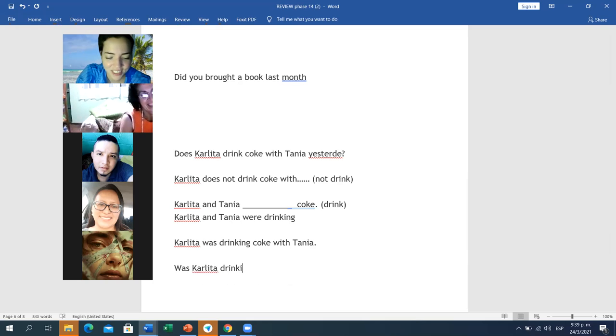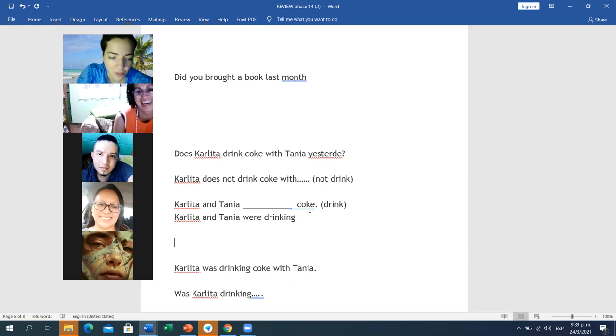Was Carlita drinking? Porque toda pregunta comienza con su auxiliar. Carlita has to drink a Coke. And for here, it is... Were they drinking? ¿Por qué el were? Because it's our auxiliary. Este fue nuestro auxiliar. Were they drinking? No questions? ¿Alguien más? ¿Seguros? Okay.